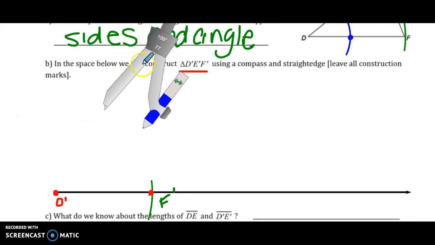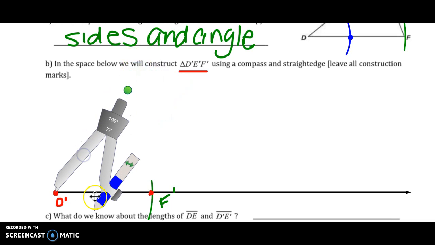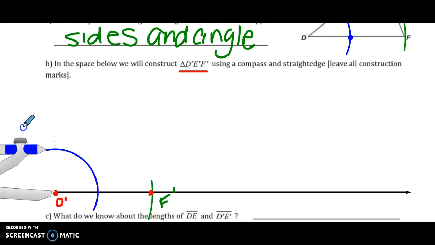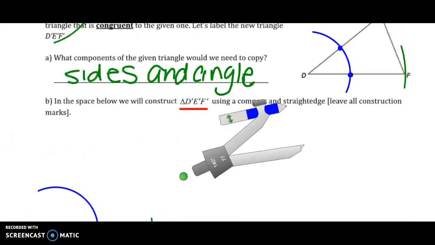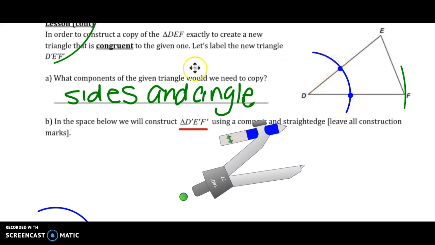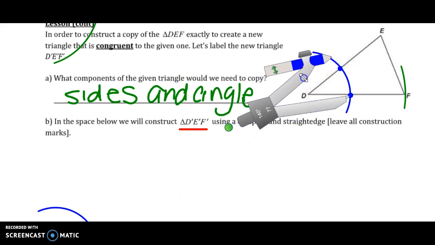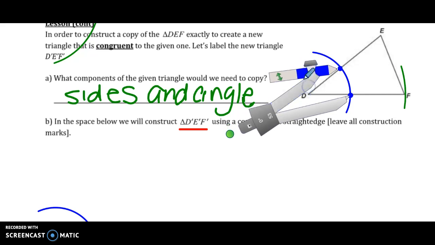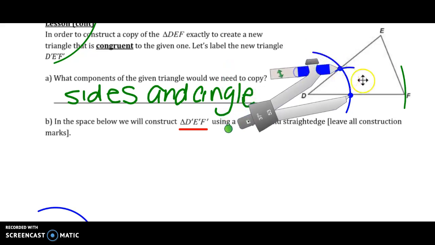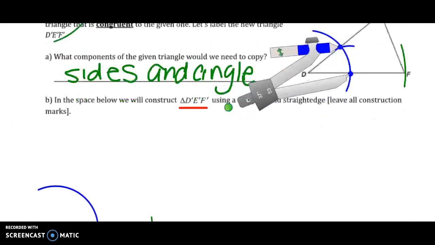Okay, without changing anything about my compass, I'm going to move it down to D prime, and I'm going to make a nice big arc. Again, this arc has the same radius as the first one we did on the original angle D. So now that I have two points that are equidistant from the vertex D, I'm going to use my compass as a measuring tool. And I'm going to measure the opening of that angle. Right, so we know these two points are a certain distance. I'm measuring how far apart those distances are.